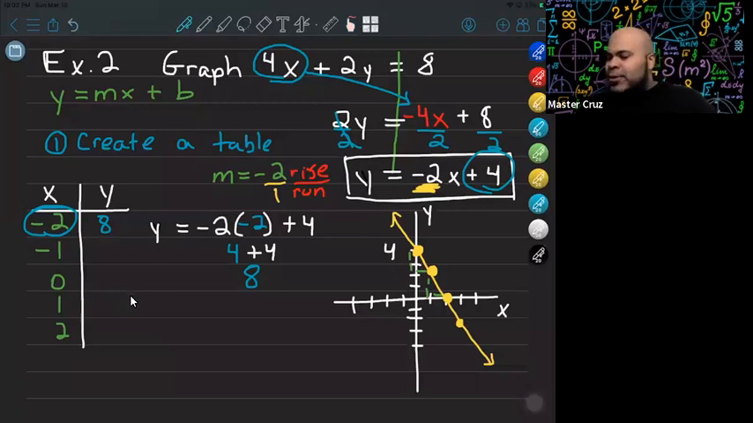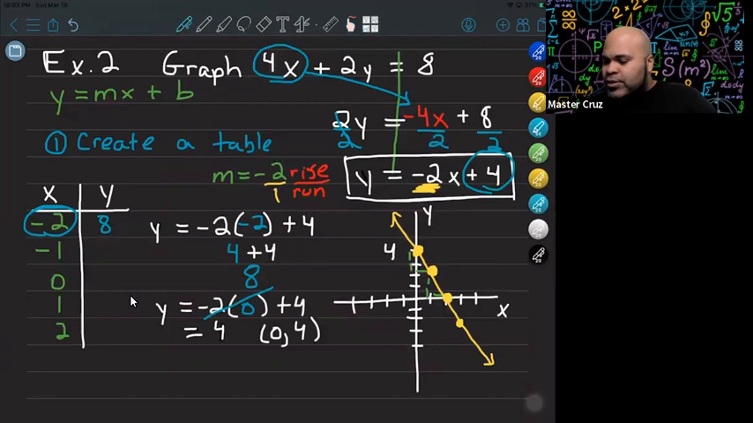Let's try 0, right? If we try 0, then 0 plus 4, right? Because it's -2 times 0 plus 4. I plug in 0. Anything times 0 is always 0, so that cancels. And this is just 4, right? So that gives me the point 0, comma 4, because I plug in 0. This gave me the point negative 2, comma 8. And then I put the 4 right here, 0, comma 4. Let's stay consistent with the colors, 0, comma 4.